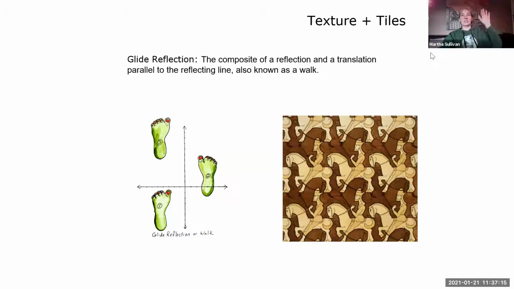So we looked at the translation was where things slid, and the reflection is where we have that mirroring effect. And so now a glide reflection is those things working together. So it's like your footprints. So they're mirrored to each other, but they're not exactly offset. They're not directly offset. They have a little bit of a jog to them.